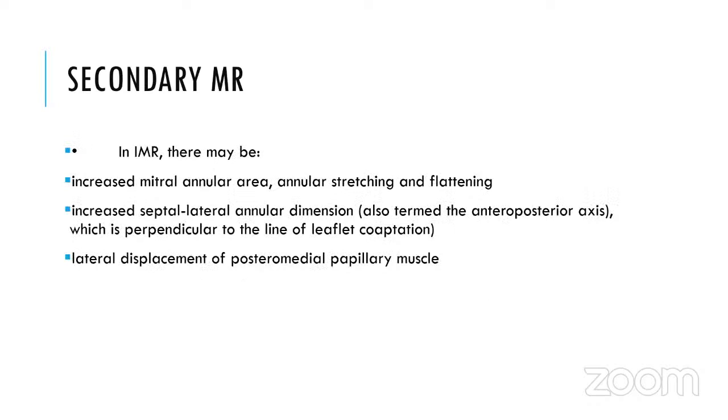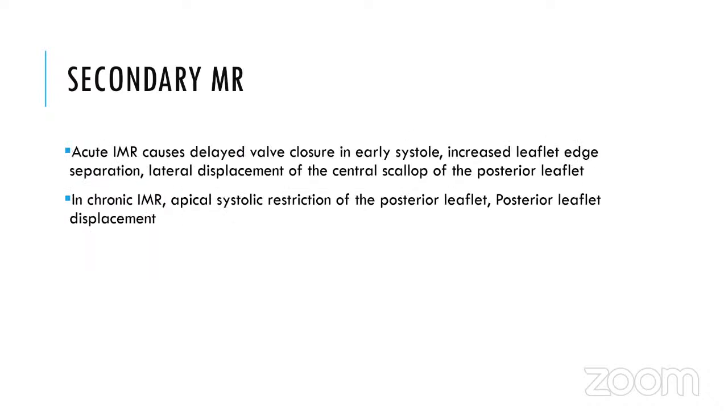So in ischemic mitral regurg, there may be increased mitral annular area, annular stretching, annular flattening. There might also be increased septal lateral annular dimension, which is termed the anterior-posterior axis of the mitral annulus, which is perpendicular to the line of leaflet coaptation. There may also be lateral displacement of the posterior medial papillary muscle. All of these can cause mitral regurg.